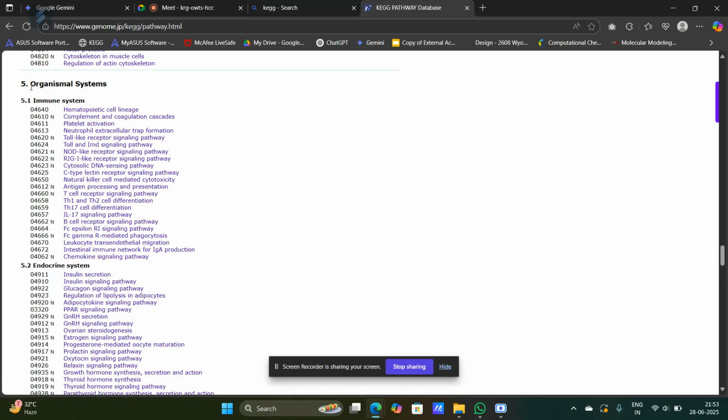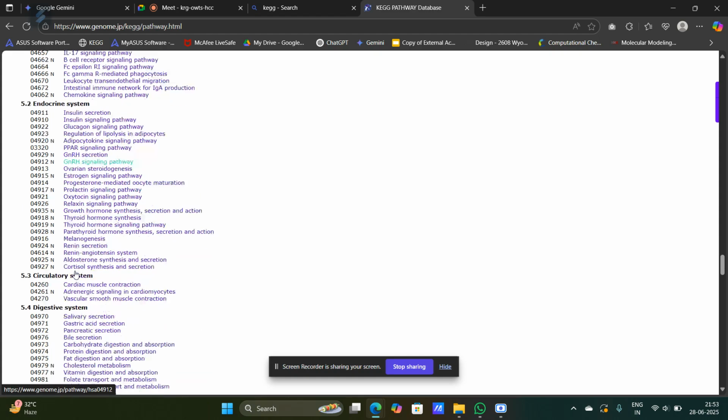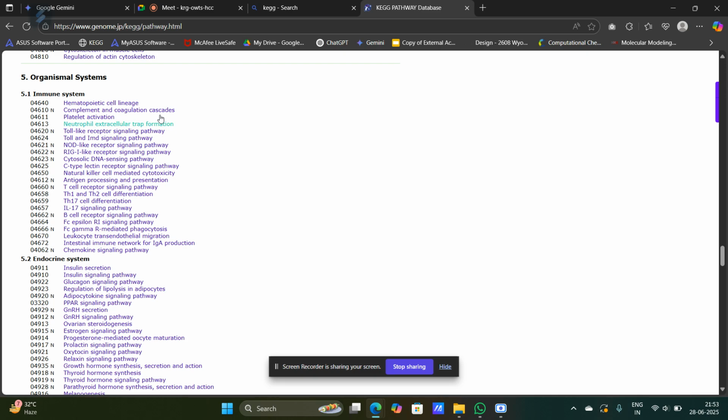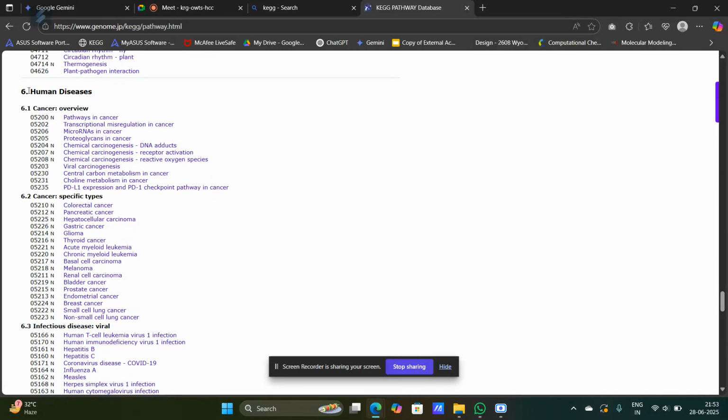And then under organismal systems, as you are well aware, there are different systems in our human body. There is digestive system, circulatory system, nervous system, immune system, endocrine system, etc. So again, pathways related to those particular systems are listed here. And if you scroll down again, it has listed a few famous diseases here.